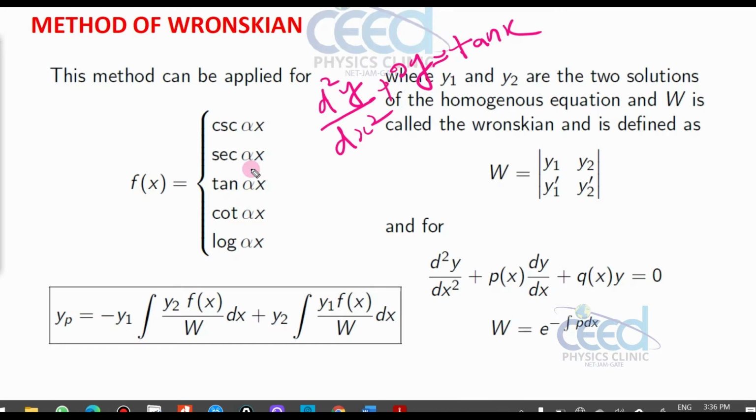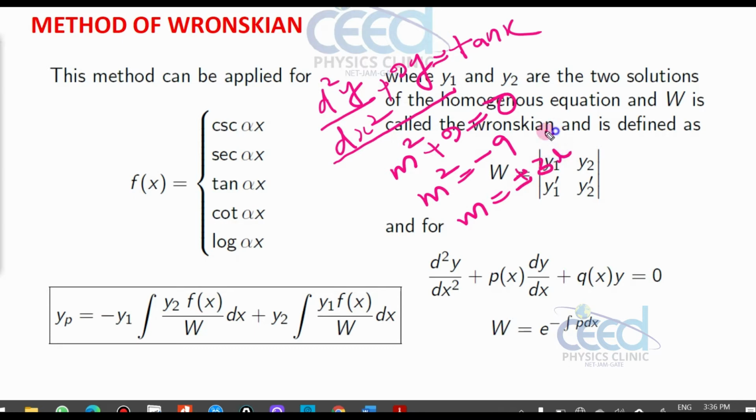First of all you have to calculate the complementary function that we have discussed earlier. In this case, what is the complementary function? Here m square plus 9 equal to 0, that is m square is equal to minus 9 and m is equal to plus or minus 3i. So we can write our complementary function CF is equal to c1 cos 3x plus c2 sin 3x.